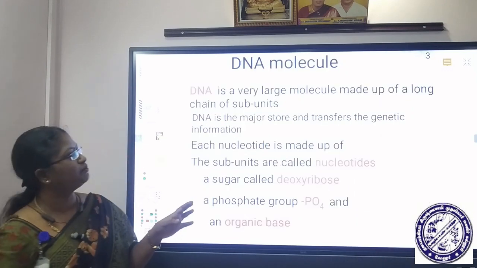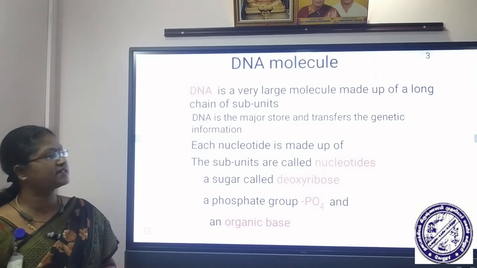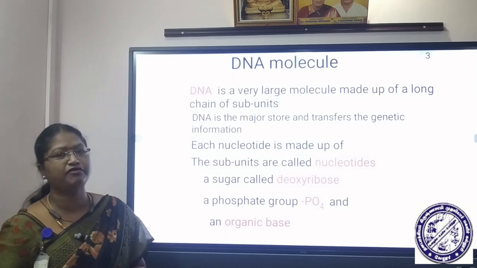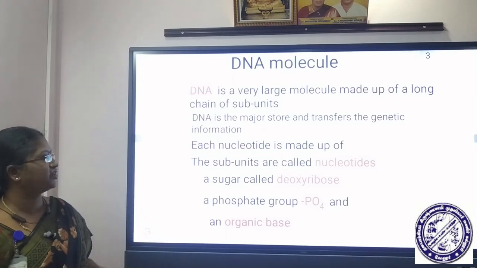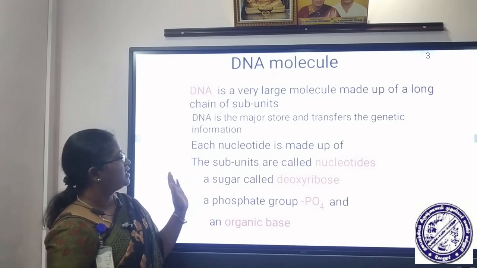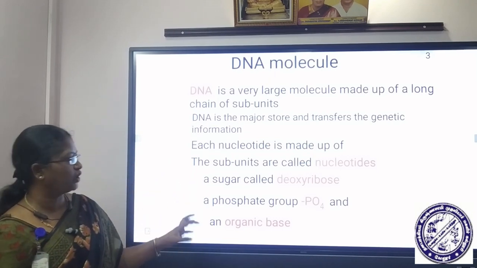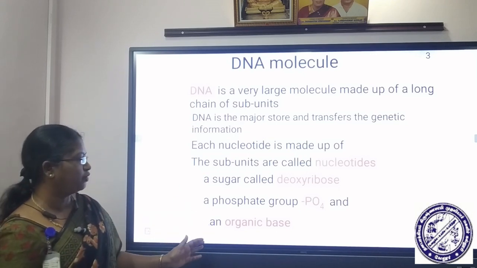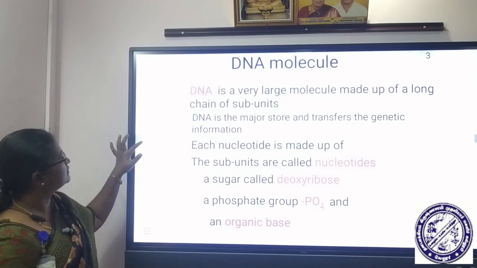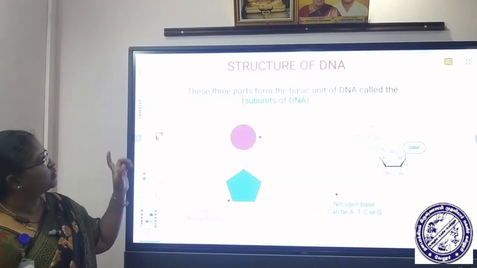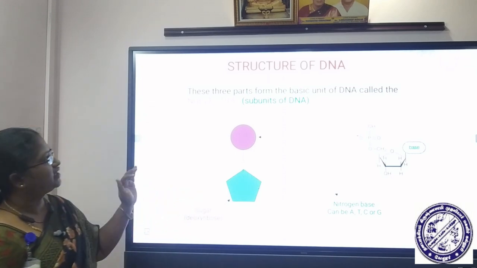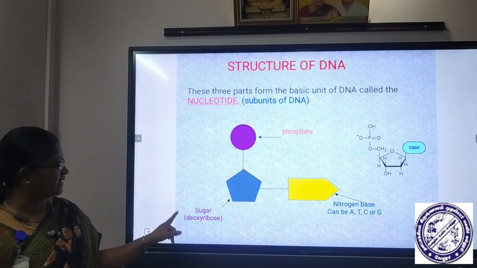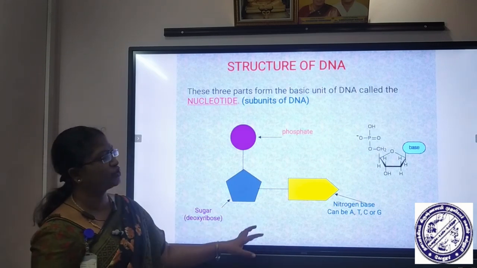DNA is a very large molecule made up of a long chain of subunits. DNA is the major molecule which stores the information and transfers the genetic information from one generation to the other generation. Each nucleotide is made up of three subunits: a sugar molecule called deoxyribose sugar, a phosphate group and an organic base. So this is the structure of DNA, how the nucleotide is arranged. It contains one phosphate group, one sugar molecule, that is deoxyribose sugar, and nitrogenous bases.